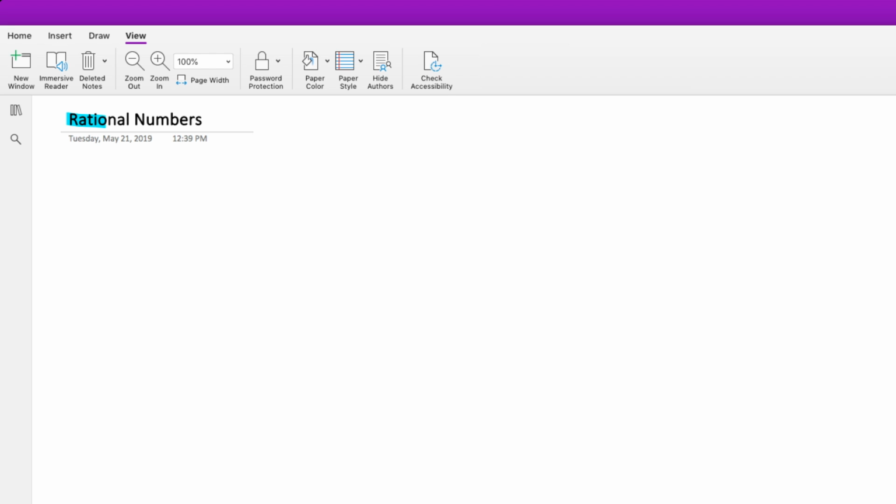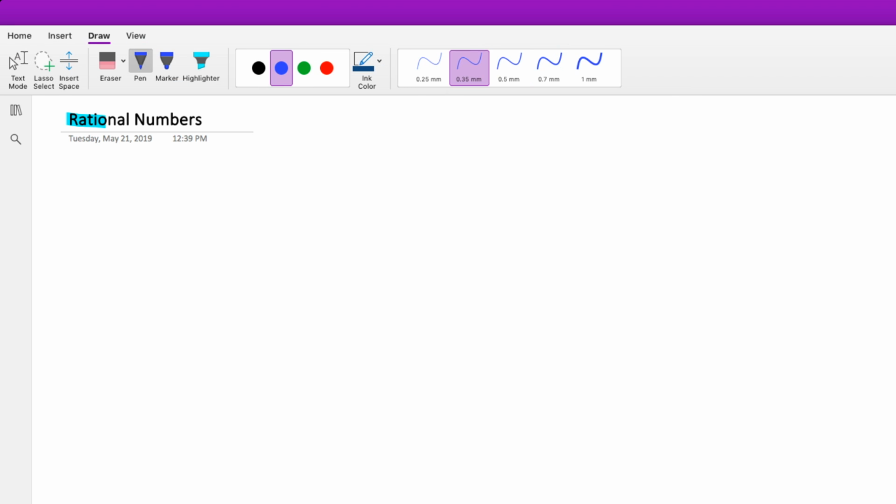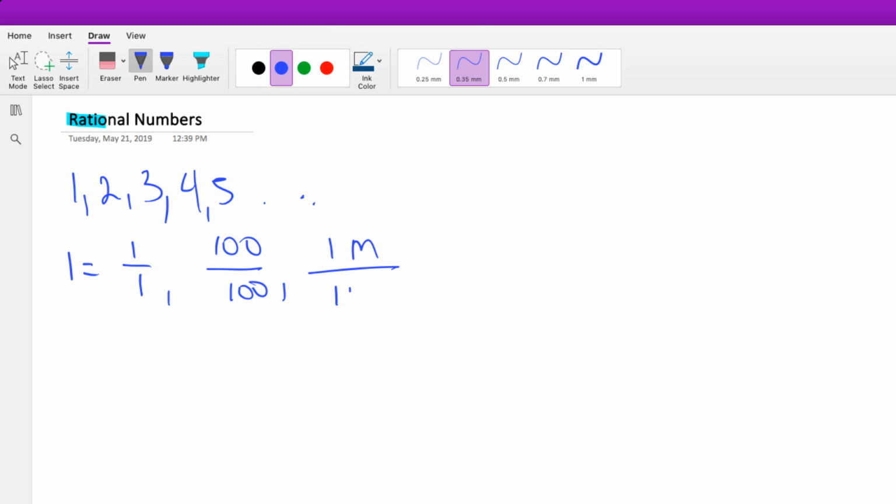So what do I mean by a number that can be represented as a ratio? Let's start with the numbers that we learned in kindergarten. 1, 2, 3, 4, 5, and so on. How can I represent each of these numbers as a ratio? Well, let's start with the number 1. 1 is just the same thing as 1 over 1, or 100 over 100, or 1 million over 1 million. You get the point. All of these cancel out to give us 1.